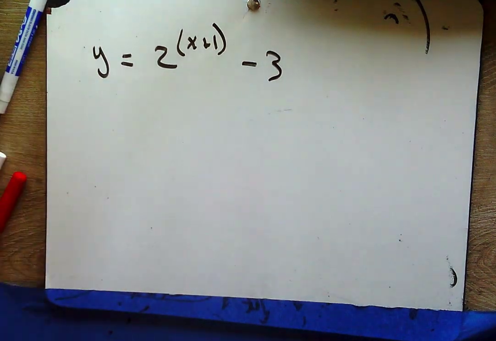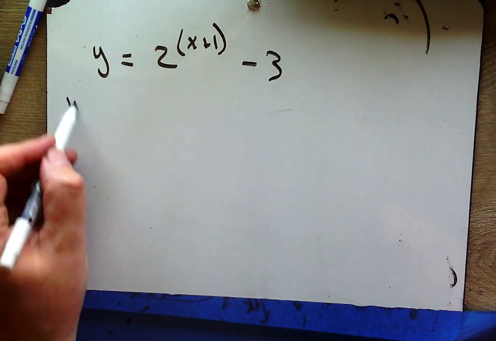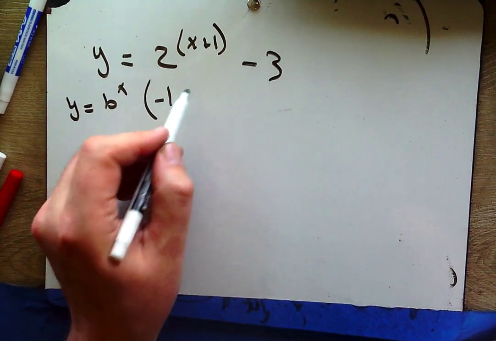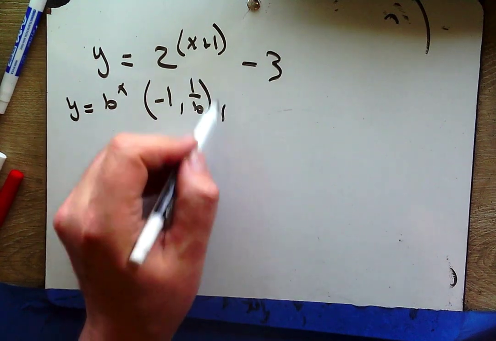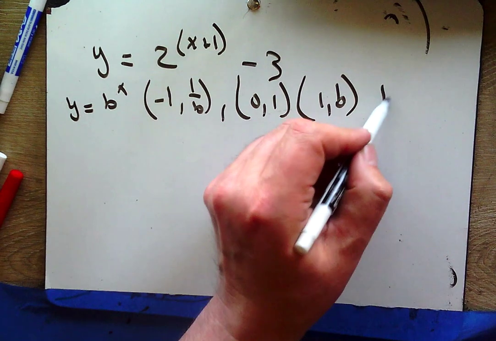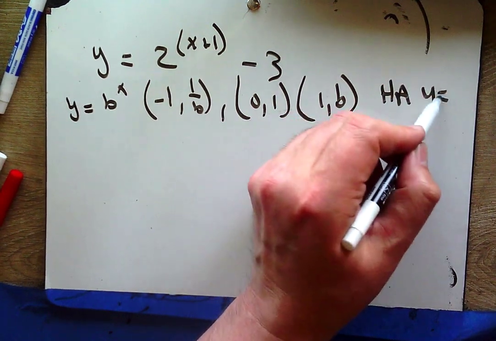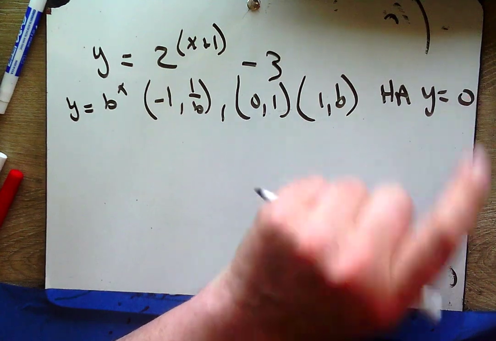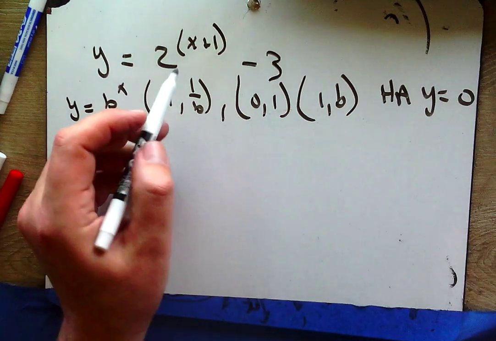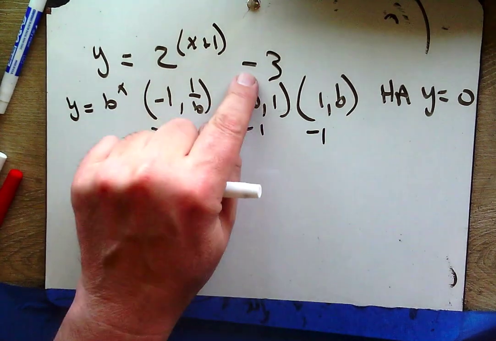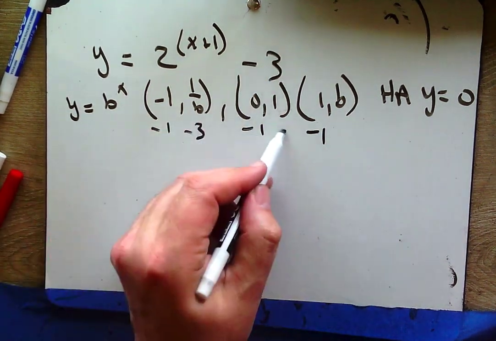Hey, welcome back. Did you use your reference points? Remember, y equals b to the x passes through negative 1, 1 over b, 0, 1, and 1, b. Don't forget there's a horizontal asymptote at y equals 0. So any y transformations need to be applied here. All right, I subtract 1 from all the x's. I subtract 3 from all the y's.